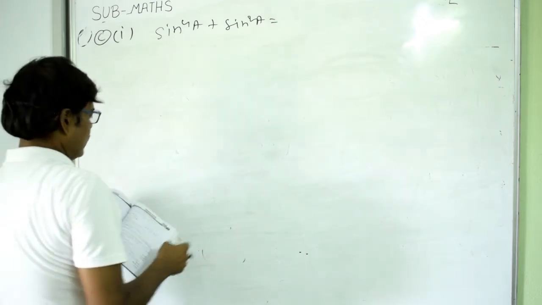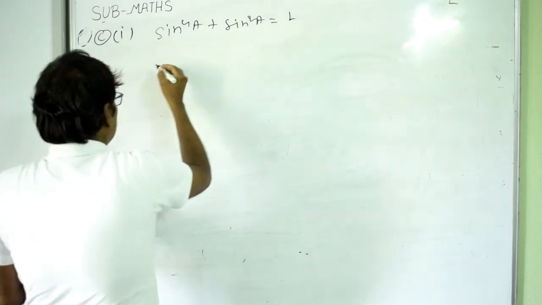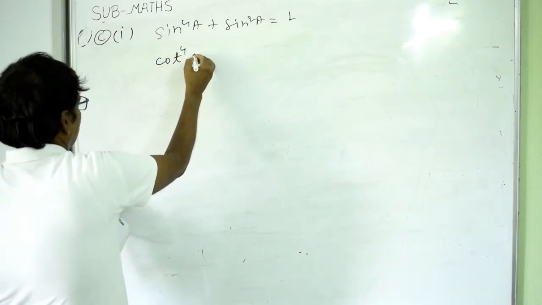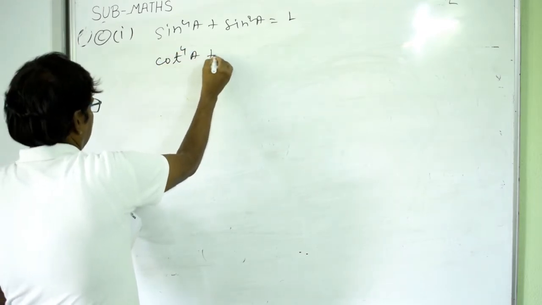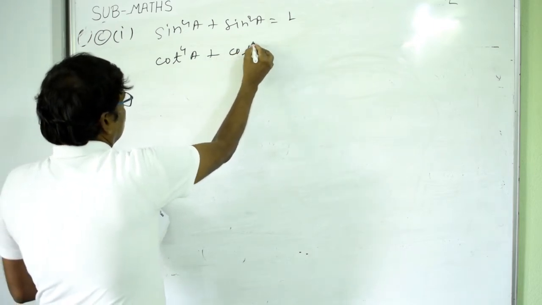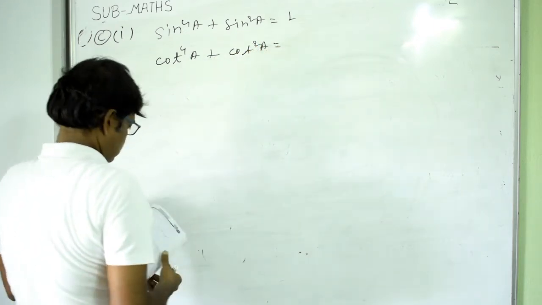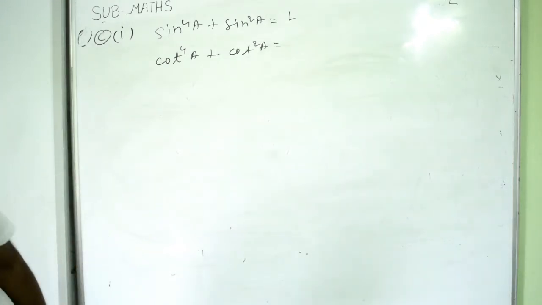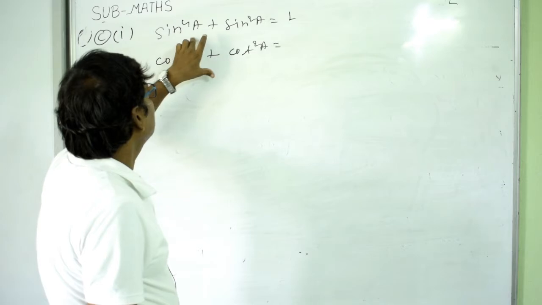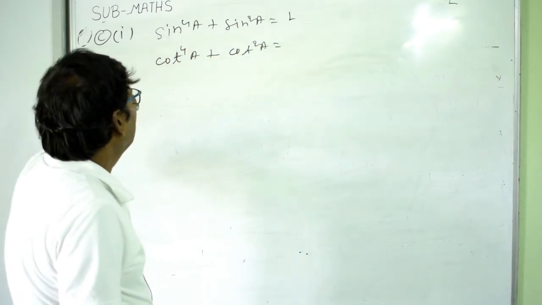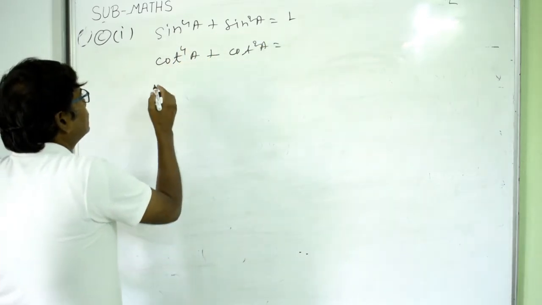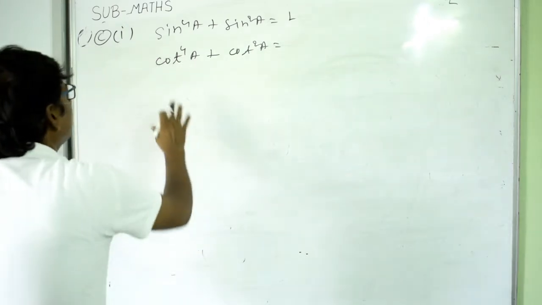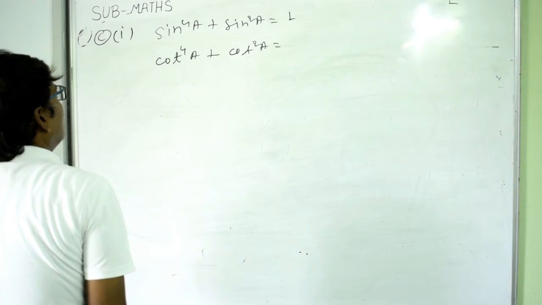Equal to 1. Then we have to find the value of cot 4a plus cot square a equal to what? Okay, here we have to find the value of this. So sin 4a plus sin square a equal to 1. Then how will we find the value of this? So cot 4a plus cot square a equal to how much?